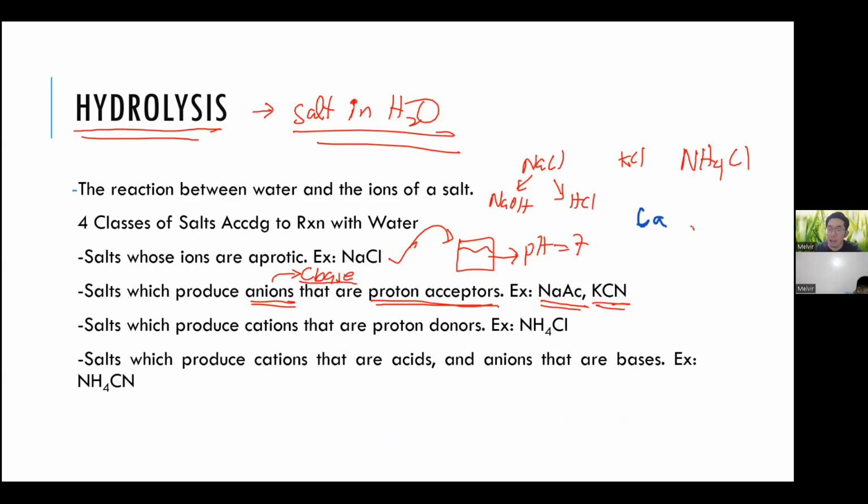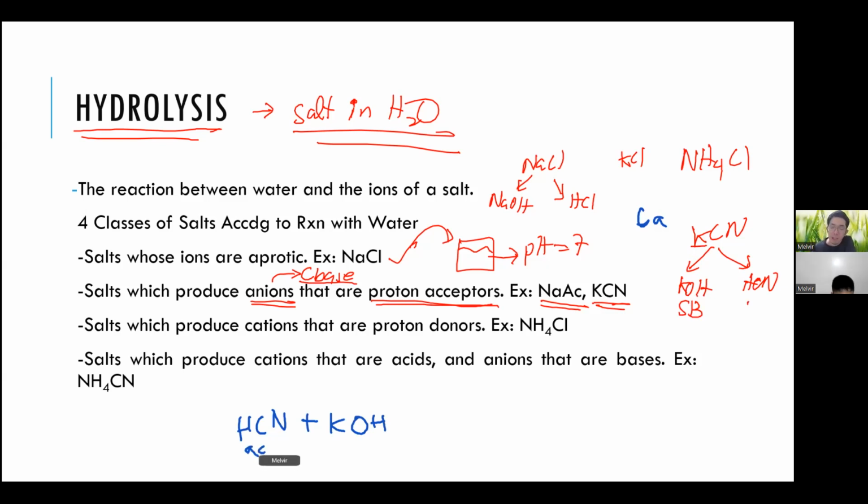So let's try KCN. Where does KCN come from, Josh? Go ahead, write it. Where does KCN come from? This is a metal, it's easy. KOH. Yes, a strong base. From KOH and HCN. So KOH is a strong base and HCN is what? A weak acid or a weak base?